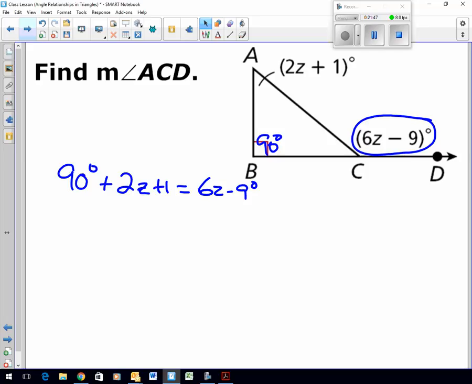A lot of people are just going to put 90 equals 6z minus 9. Okay? And that is a valiant effort. You're completely wrong. But it's a valiant effort. Some people put 2z plus 1 equals 6z minus 9. Once again, valiant effort. Completely wrong. But good job for trying. The winners put 90 plus 2z plus 1 equals 6z minus 9.